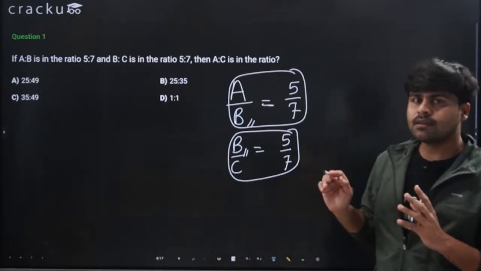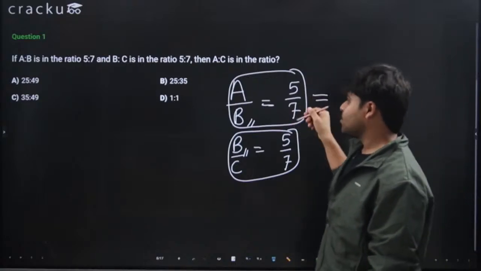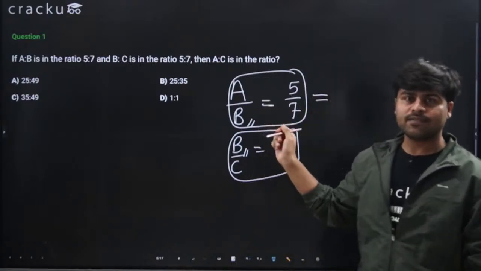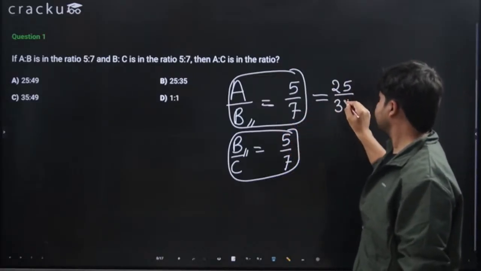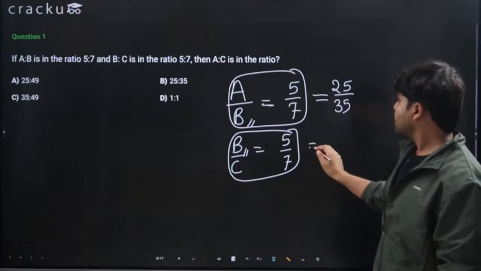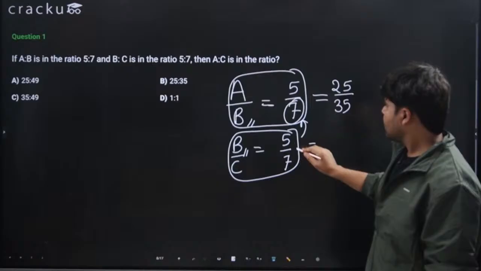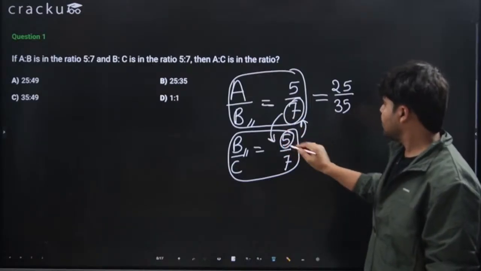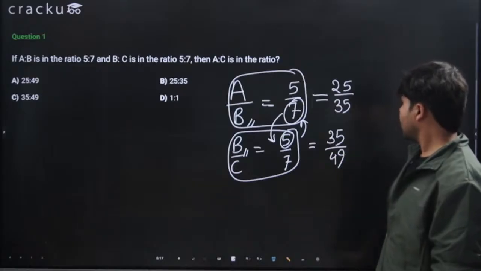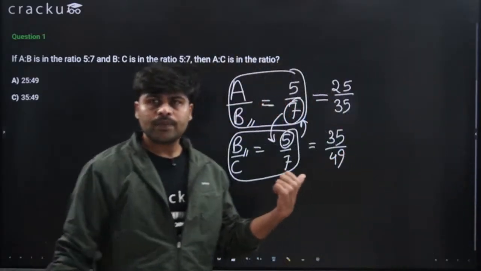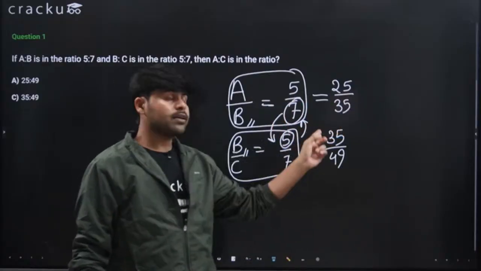So just watch and learn. We can multiply this one both sides by 5 and we will get 5 5s are 25 and 5 7s are 35. And we can multiply this one by 7. Here we have 7, so we multiplied by 5. Here we have 5, so we have multiplied by 7. We will get 35 over 49. Now why exactly is this useful? This is useful because we have gotten A upon B as 25 over 35.